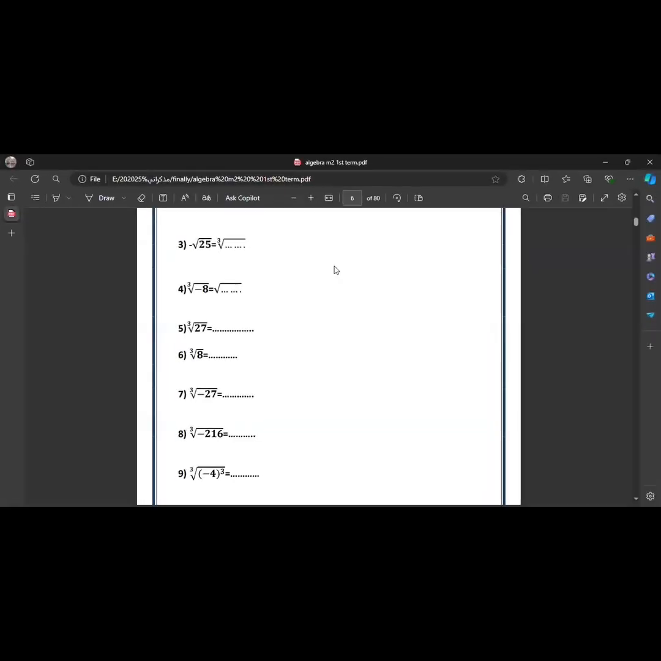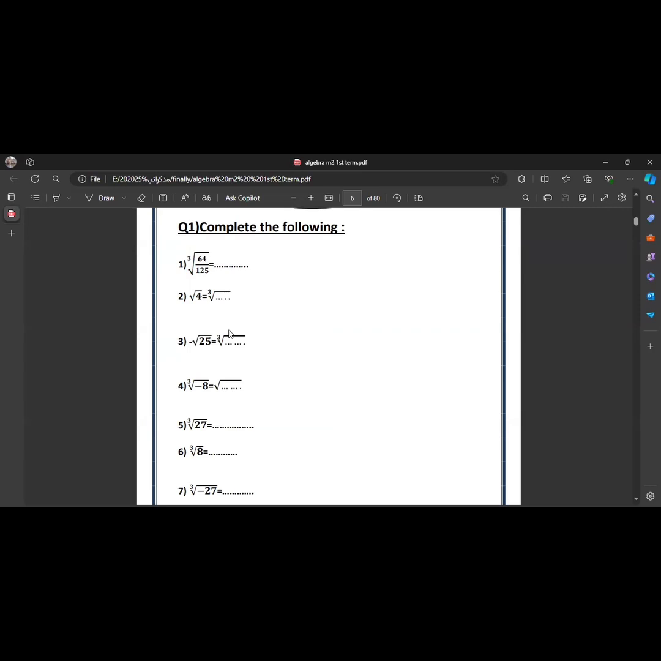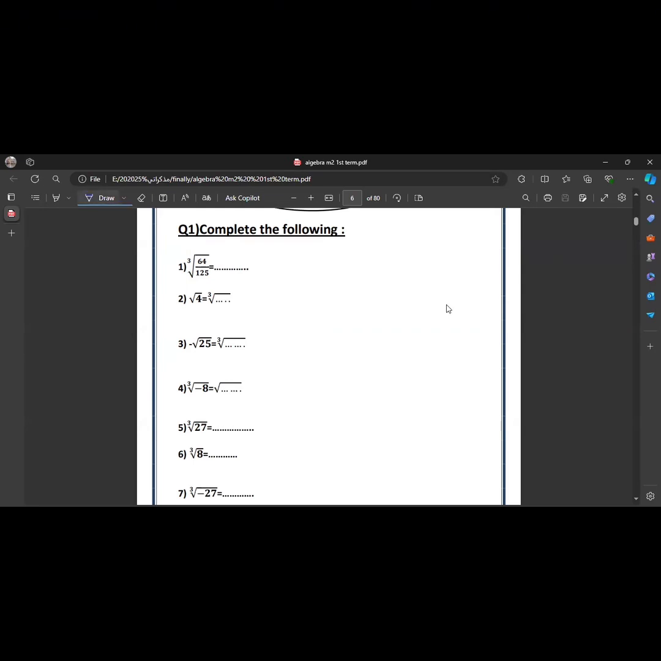Welcome again, middle 2. Let's start to answer our exercise of lesson 1. We have square root and the cubic root. What if I have here the cubic root of 64? I have here cubic root of 64.